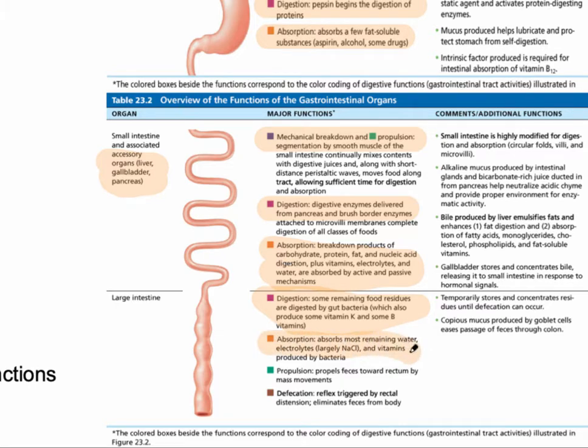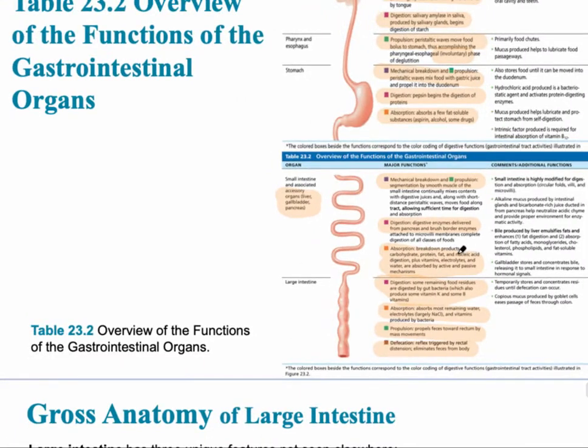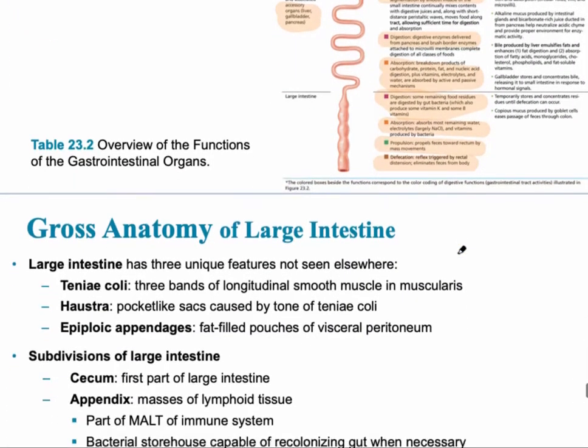The main function of the large intestine is absorption of water, electrolytes and vitamins, and propulsion. And this propulsion at this point is called mass movements. And finally, defecation, the reflex triggered by rectal distension. So this chart does a great job of summarizing all of those functions.